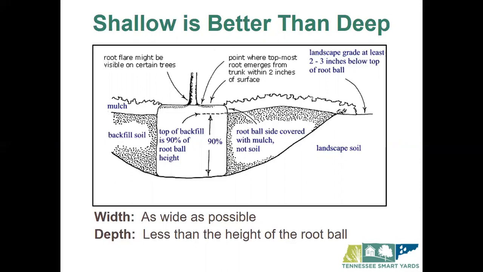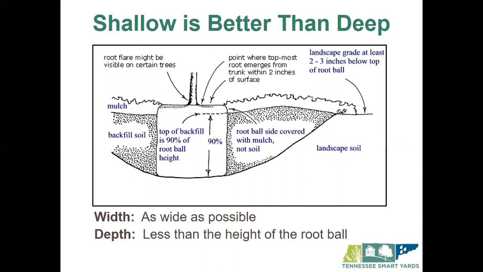The hole should be as wide as possible, and the depth should be less than the height of the root ball. Ideally, like we said earlier, the root flare should be a couple of inches up above the existing soil. And we need to backfill with the existing soil.